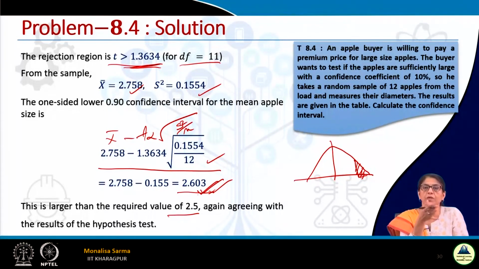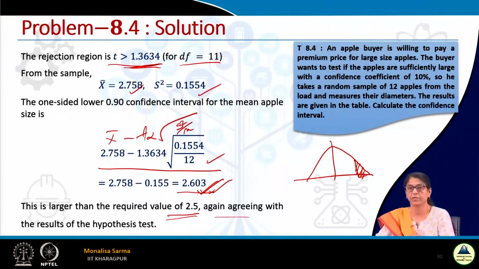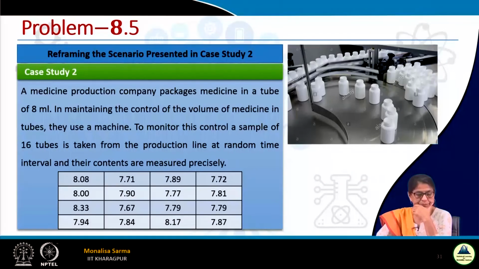So mu equals 2.5 will definitely be rejected. So this is the larger than required value of 2.5, again agreeing with the results of the hypothesis test that we have done in the last tutorial.